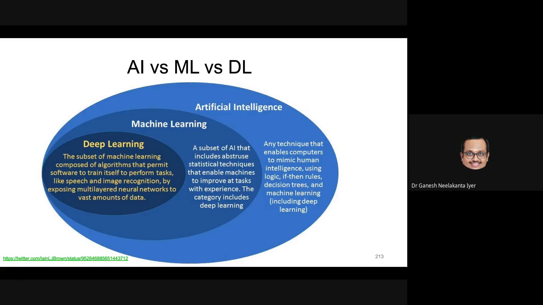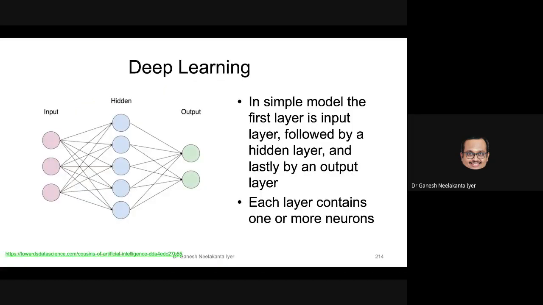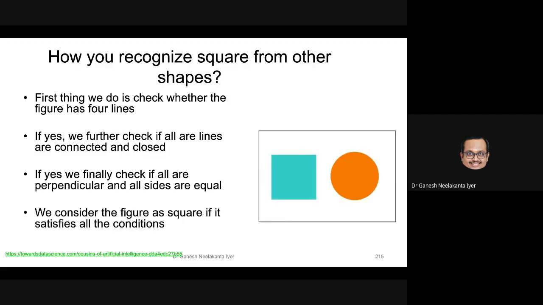So if I take all these three, artificial intelligence is the broadest umbrella within which machine learning comes, and then within which deep learning comes. It's a subset. None of them are different from each other. They all complement each other. So deep learning is nothing but an extension of your artificial neural networks, which we have seen.